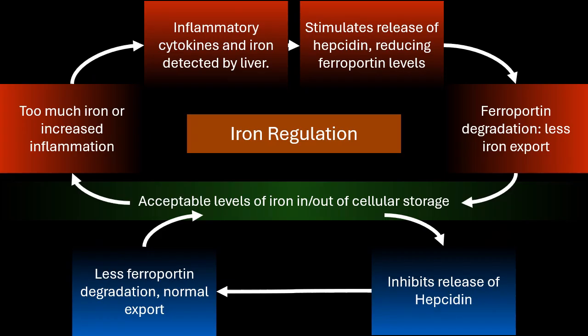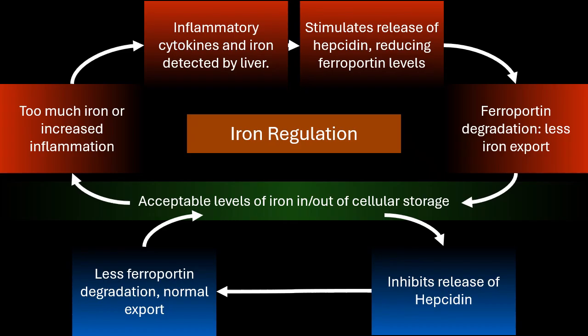If there is too much iron in your body, in your bloodstream, then receptors on the liver will detect that, and that will stimulate the release of more hepcidin, which will bind to ferroportin, start its degradation, reducing the amount of ferroportin available to the body to export iron. Therefore, less iron is taken out of cell storage. Normal levels of iron in the blood will inhibit the release of hepcidin, which means that there is less ferroportin degradation, and that means there's normal amounts of iron being exported or taken out of cells.